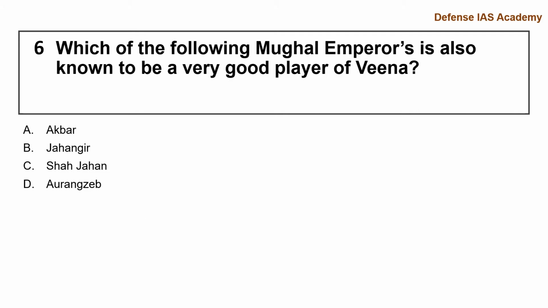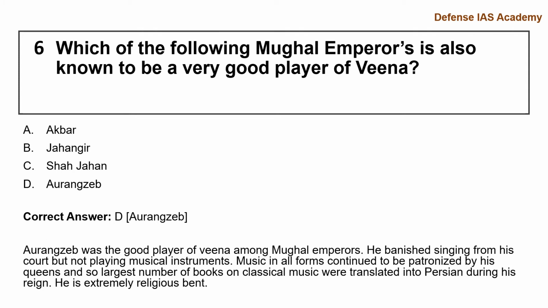Question number 6. Which of the following Mughal emperors is also known to be a very good player of the Veena? The correct answer is option D, Aurangzeb. Aurangzeb was a good player of the Veena among Mughal emperors. He banished singing from his court but not playing musical instruments.